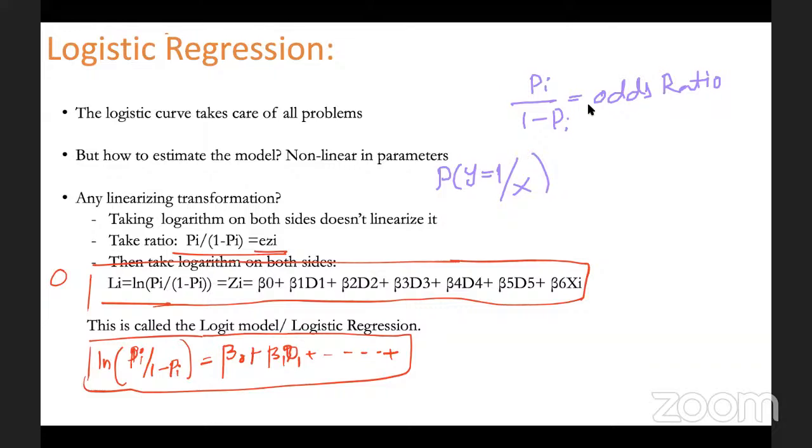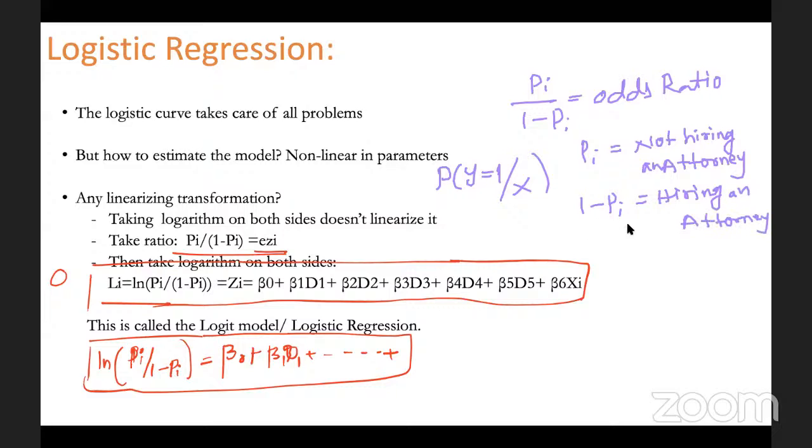So in this insurance case, just think from the insurance company point of view, when do you say you have got the success? If the customer is not going to hire the attorney, that is my success as an insurance company, because in this case I don't have to lose much money, right? And 1 minus pi is the failure probability, so hiring an attorney. Don't think from the customer point of view, think from the company point of view, because you are working as a data scientist with this company. So 1 minus pi, hiring an attorney, is the probability of failure and this is the probability of success, because if a customer is not going to hire the attorney, that is my success. And if the customer is going to hire the attorney, that is the probability of failure. The ratio of these two is called the odds ratio.